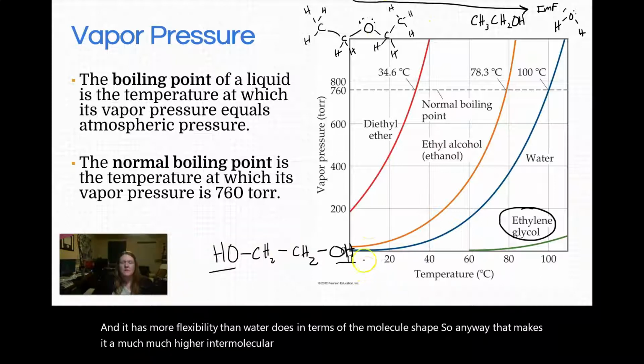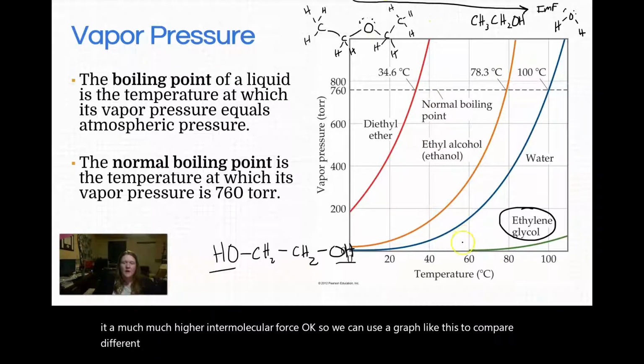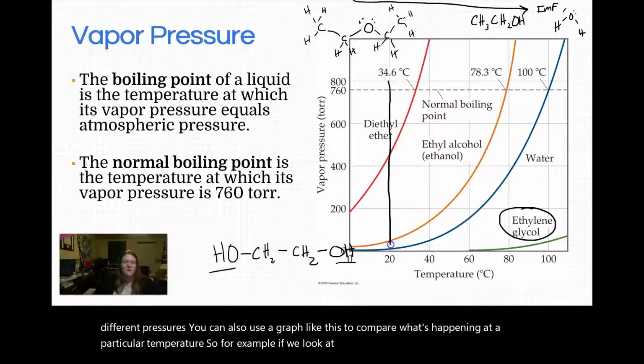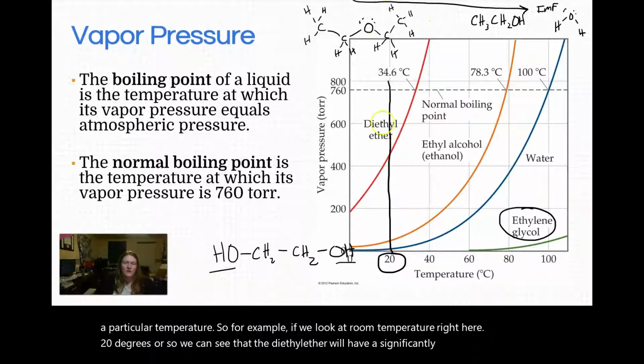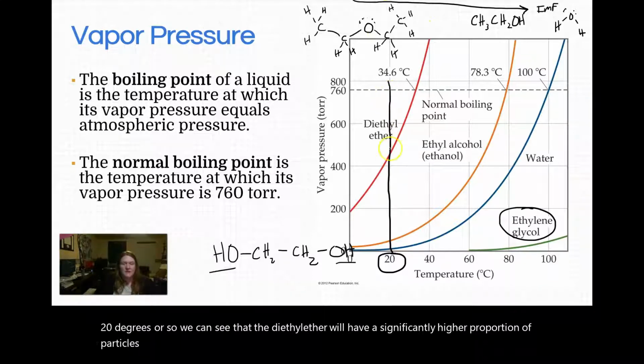Okay, so we can use a graph like this to compare different pressures. You can also use a graph like this to compare what's happening at a particular temperature. So for example, if we look at room temperature right here, 20 degrees or so, we can see that the diethyl ether will have a significantly higher proportion of particles in the gas phase because it is closer to the boiling point of diethyl ether than it is to anything else. So that's what this kind of graph can help us with.